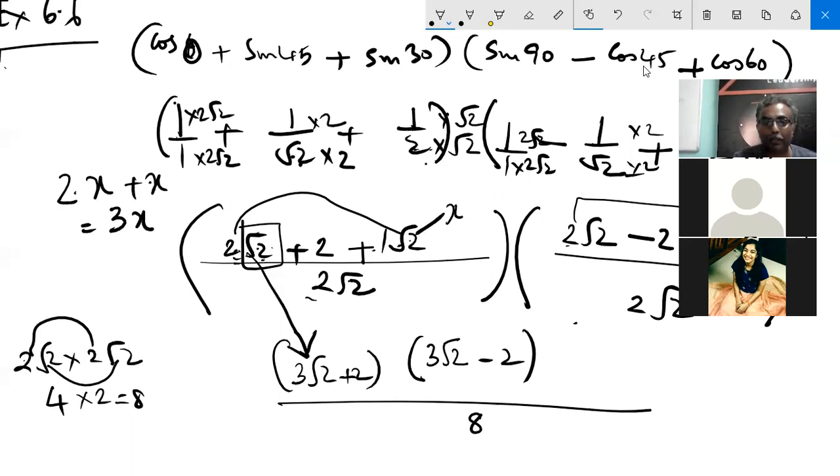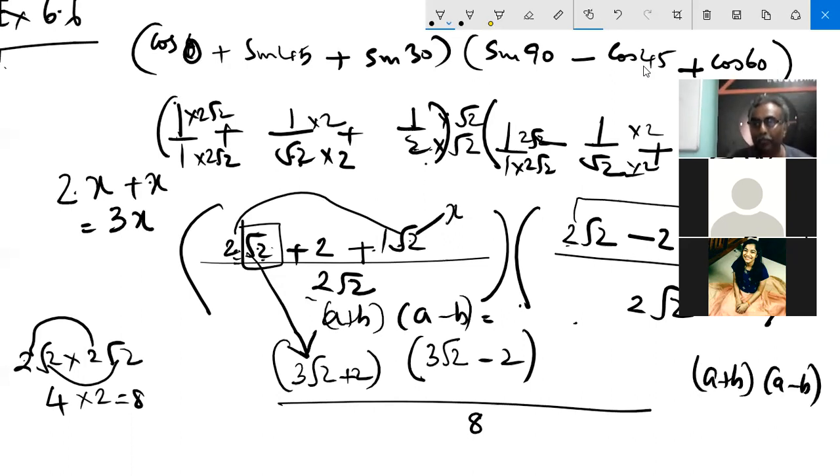Now, what formula have you got? A plus b into a minus b form you have got. Very easy now to solve. You must see the pattern. Otherwise, you'll be blinking about how to do this. A plus b into a minus b is equal to how much?